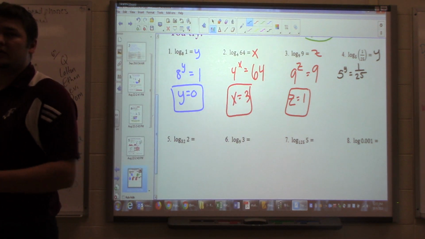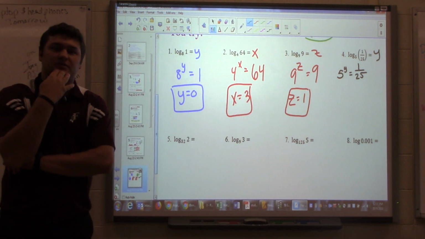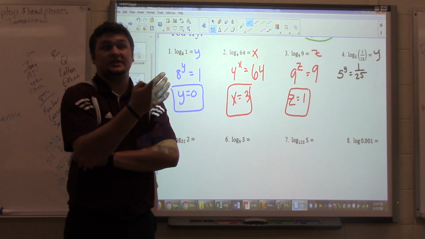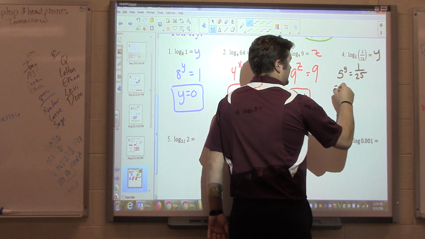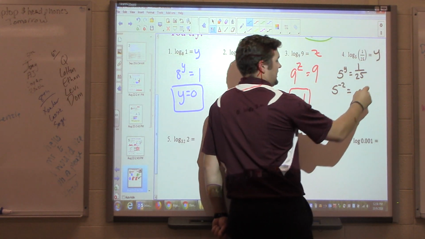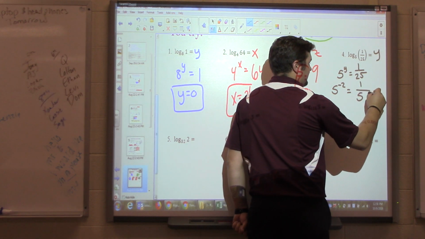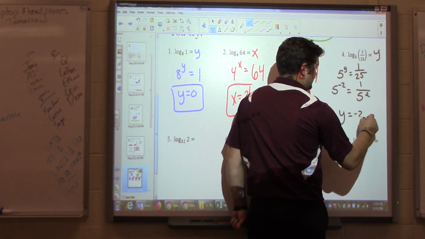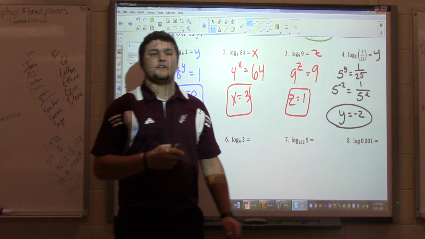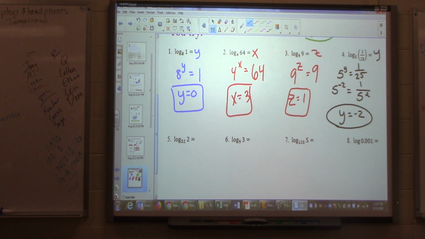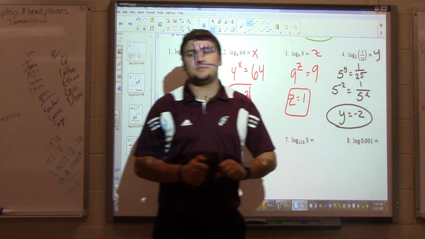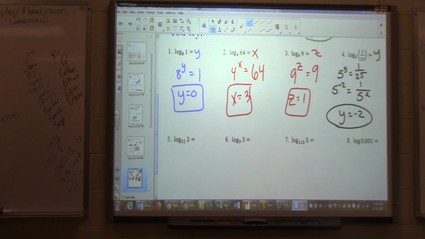So if I think about it, 5 to what exponent is going to give me 1/25? It's got to be negative 2, right? Because 5 to the negative 2 is the same as 1 over 5 squared. So I know y has to equal negative 2, because 5 squared is 25, gives me 1/25. That's a great rule of thumb to have, maybe even write down. Anytime we're going from a whole number to a fraction, I know my exponent has to be a negative. It's a good thing to know.